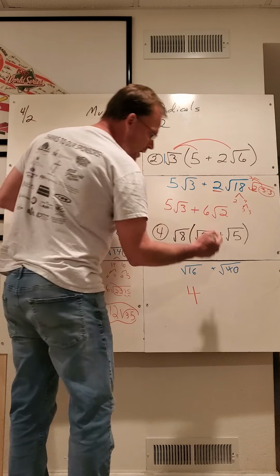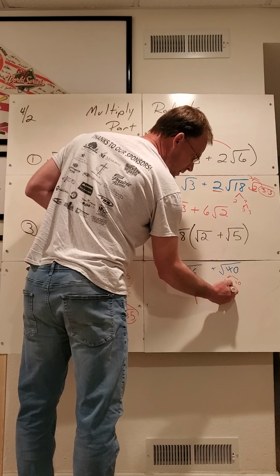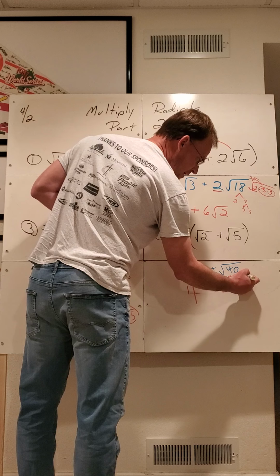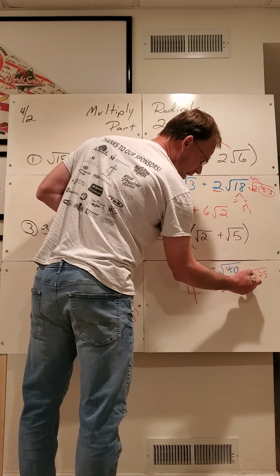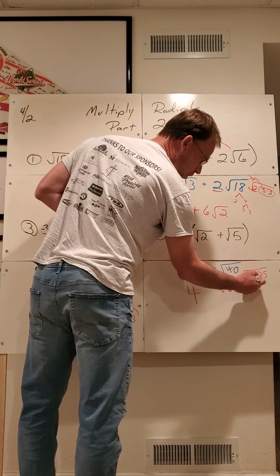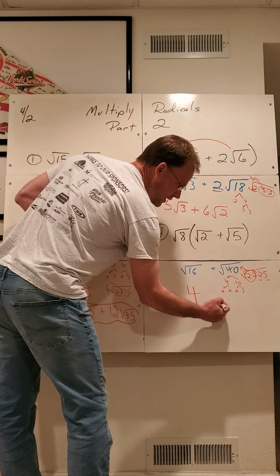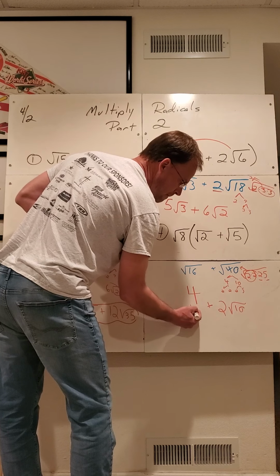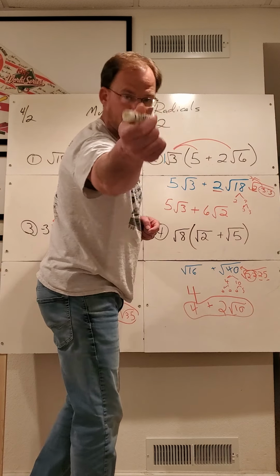Square root of 40. Break it down. 4, 10. 2, 2, 2, 5. I got 3 2s and a 5 in my radical. Pair of 2s, get them out. 2 and a 5 left in, so that gives me a 2 on the outside, 10 on the inside. Answer.